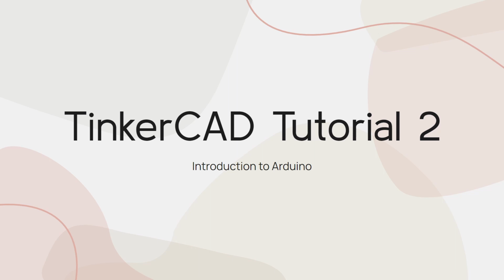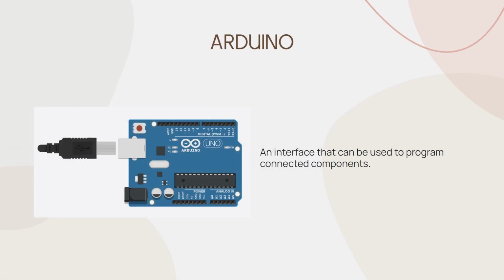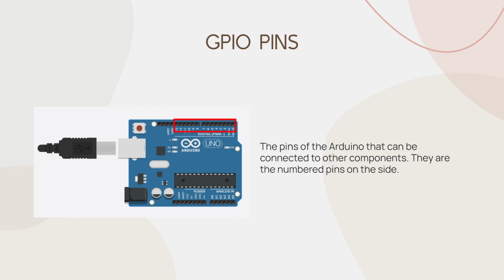In today's video, we're going to be learning how to program our circuits using an Arduino. So an Arduino is basically an interface that can be used to program other connected components. And we can use the pins on the Arduino to connect it to the breadboard and other components. And the numbered pins we see on the top are called the GPIO pins. And these are the pins that can be connected to other components and they can be programmed later.